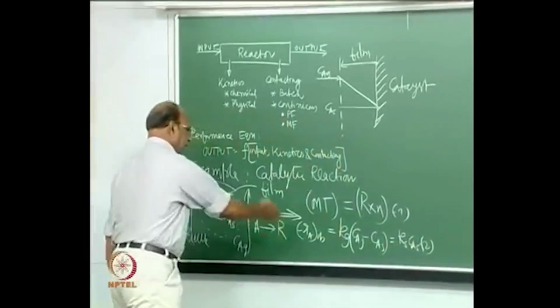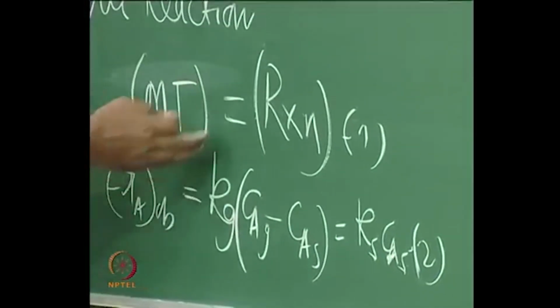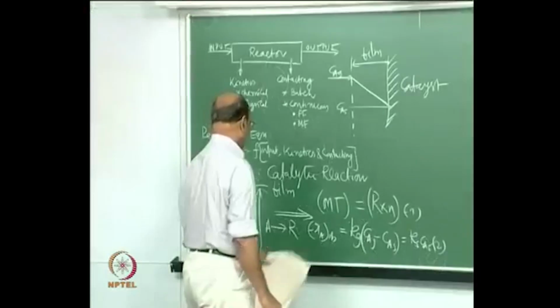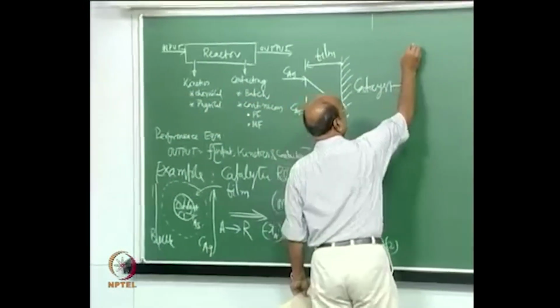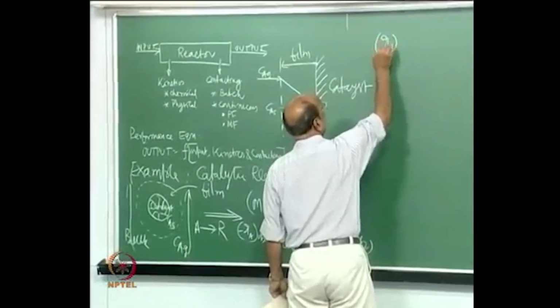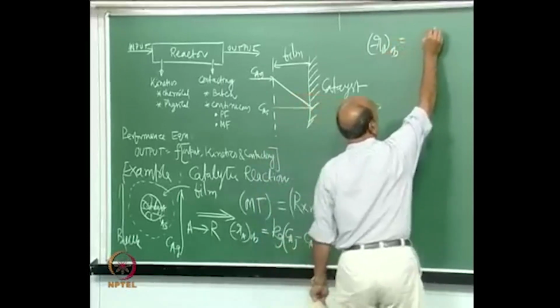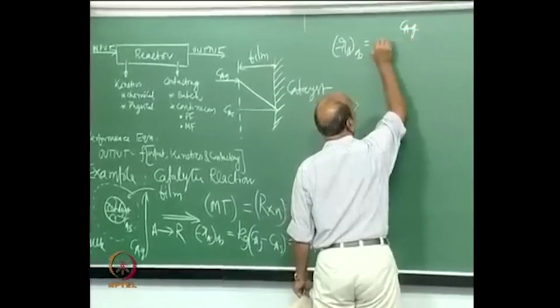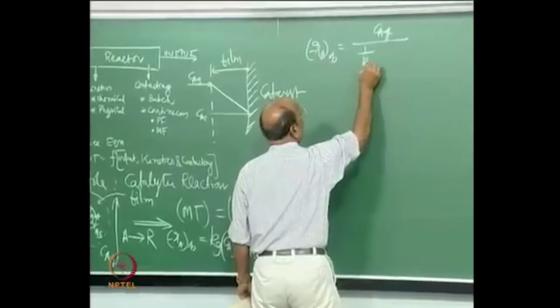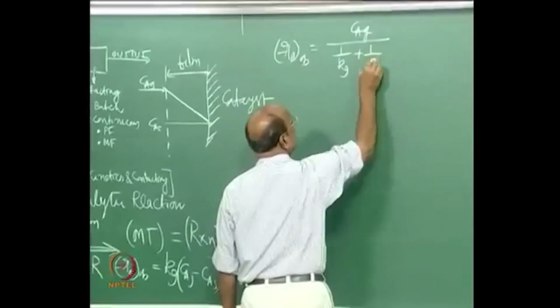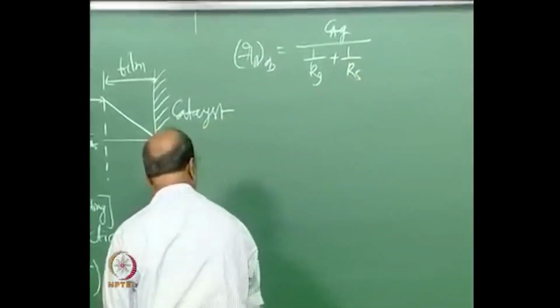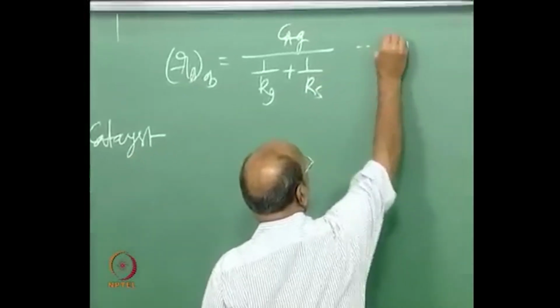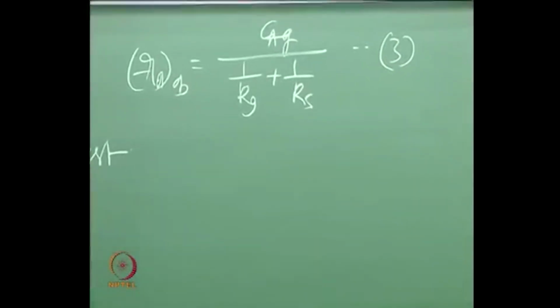Yeah. So in this case, if I take the rate expression like yesterday, minus r_A prime observed equals CAg divided by (1 by Kg plus 1 by Ks). Okay, so this is equation 3 for a catalytic reaction.